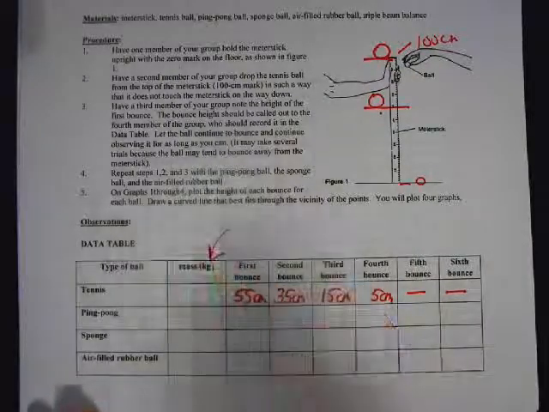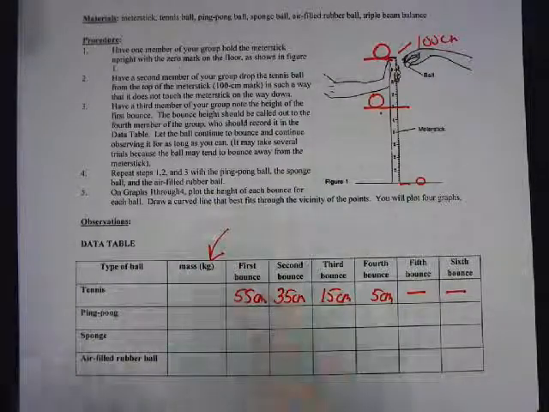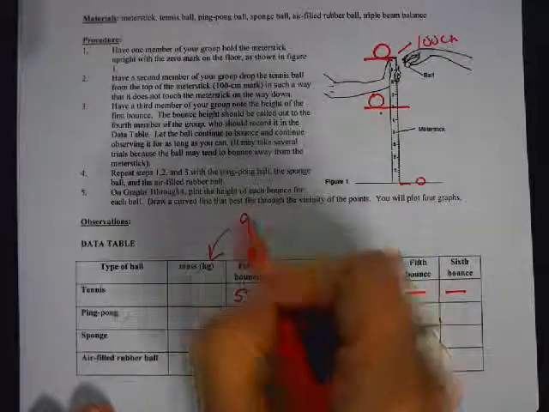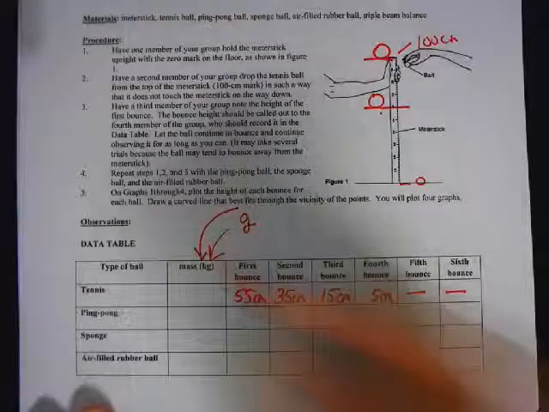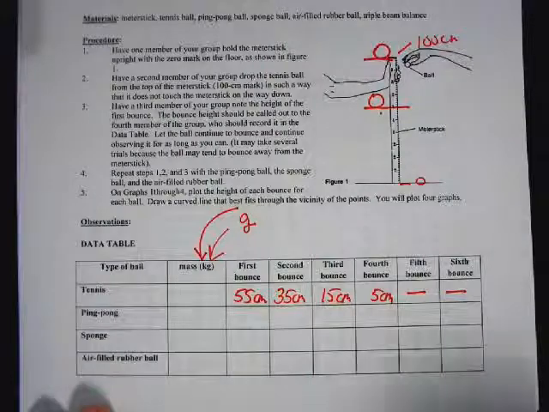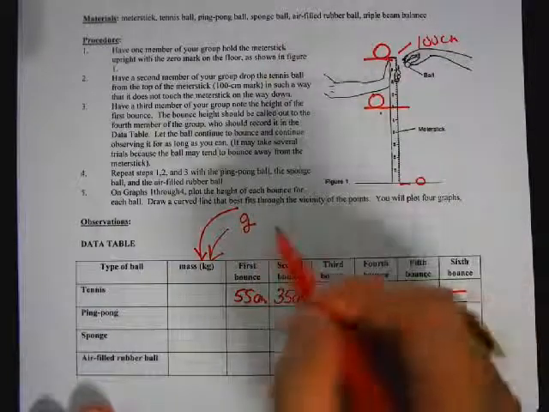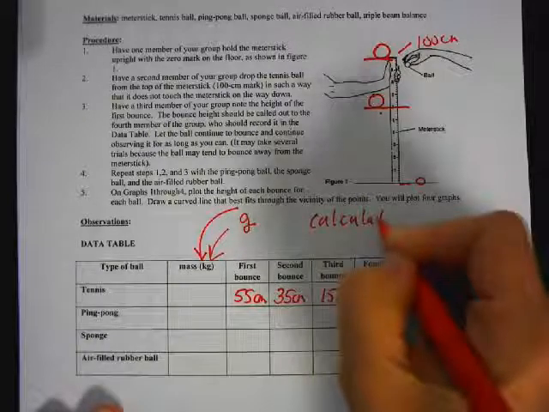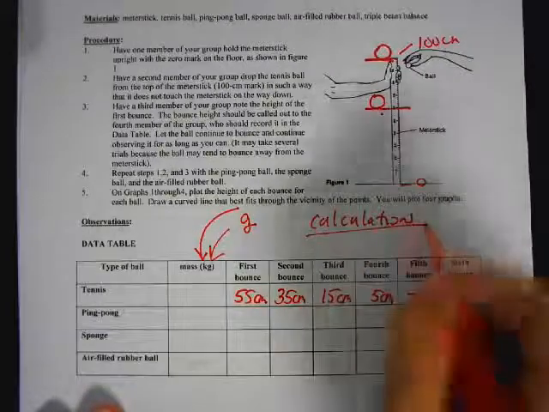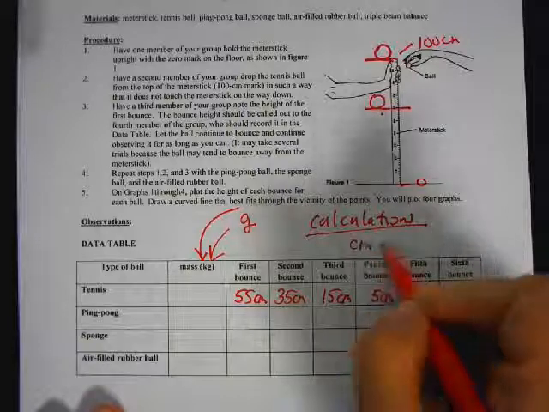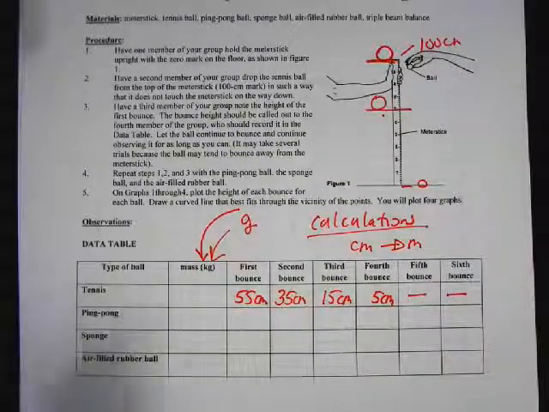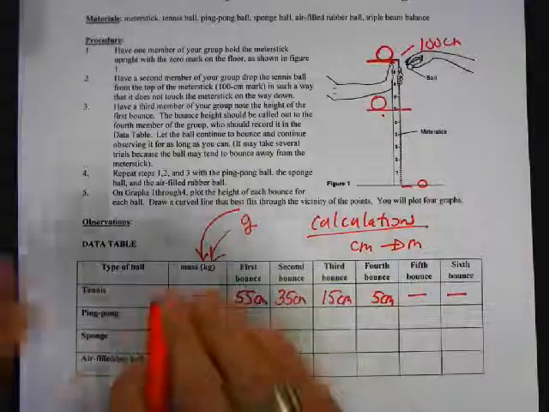So that's your data. What you're also going to do is mass the balls. Even though you're going to be using a triple beam balance that measures in grams, make sure that you convert this to kilograms. When we're doing our calculations on the back, you also need to make sure that you convert your centimeters to meters because we need to have everything in our standard units. Okay.